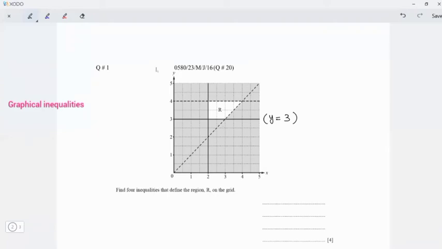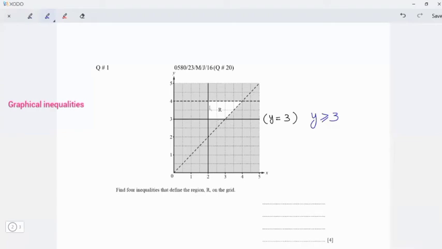Now you can see the equation is y equals 3 and the region is lying above it. We have to look along the y-axis, because the subject in this case is y. So y equals something means y is taken as the subject. So the region is above this, and it is satisfied by the inequality y is greater than or equal to 3, because the line is a solid line. It is not a dotted line, so it is represented like this.